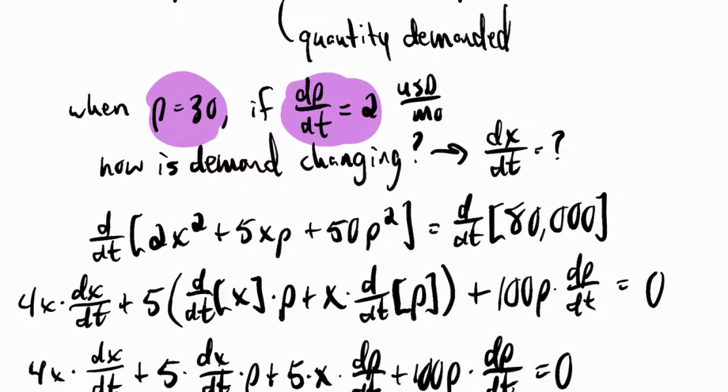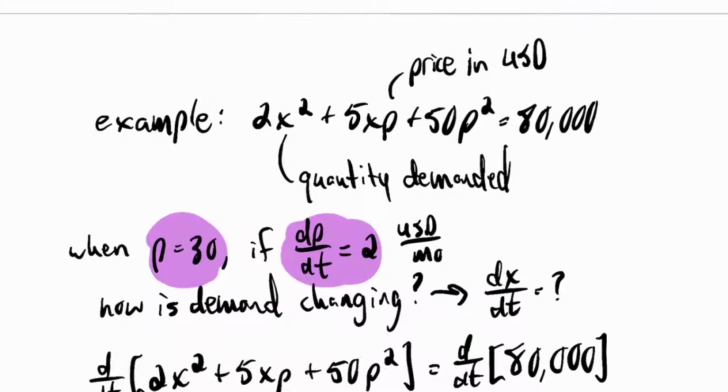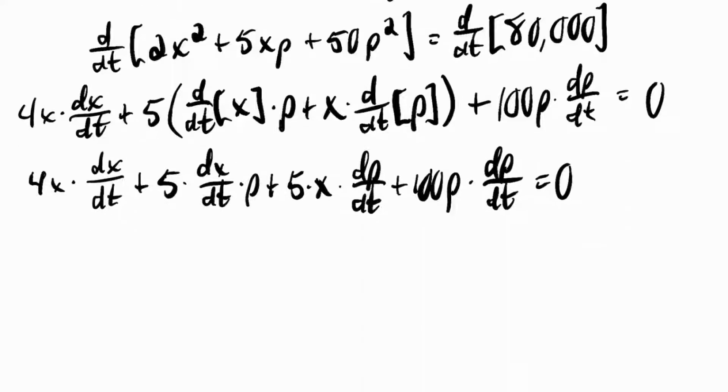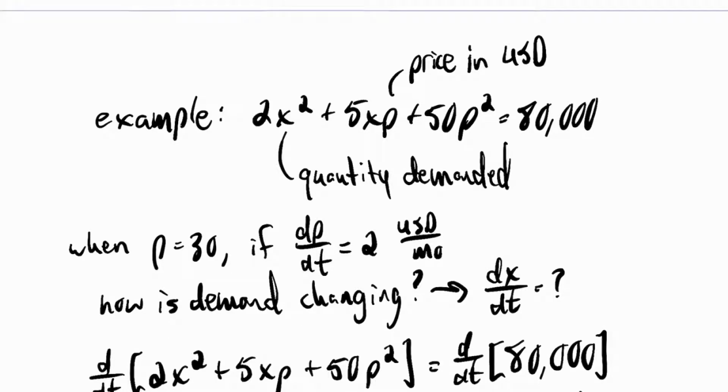Okay, so to find x, what I have to do is go back to the original equation. I have to plug in 30 for p and then solve for x to get a number for x. Okay? So I'm going to use a different color so it stands out and this doesn't run together. So 2x squared plus 5xp. Now p is 30, right?